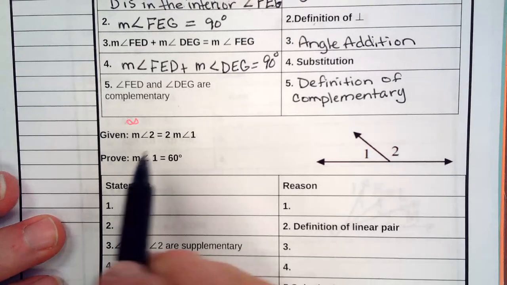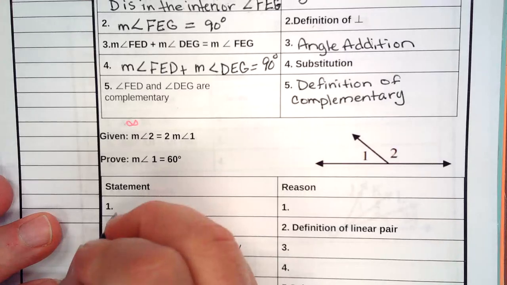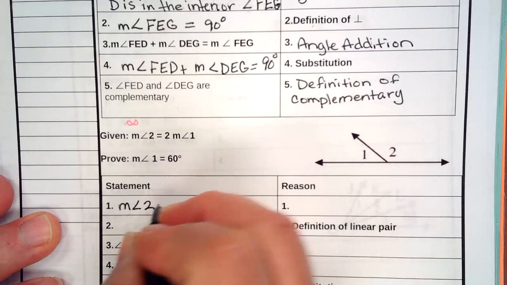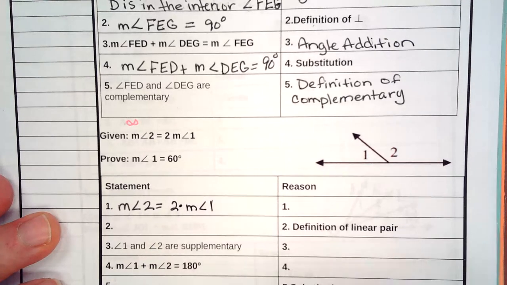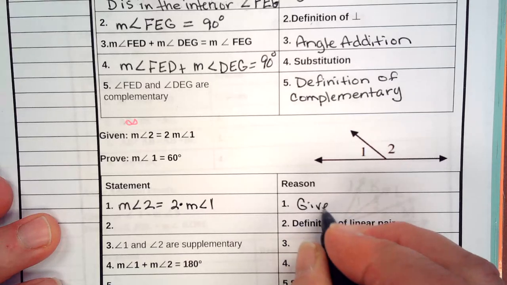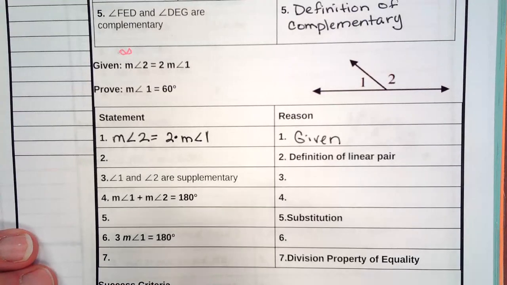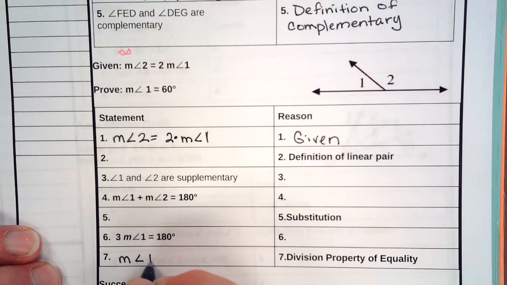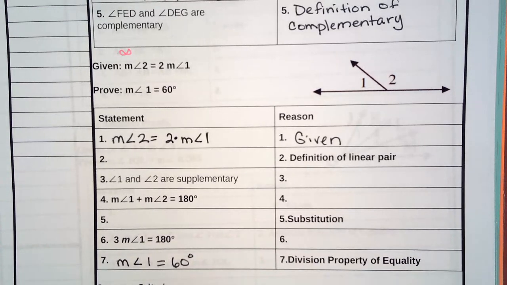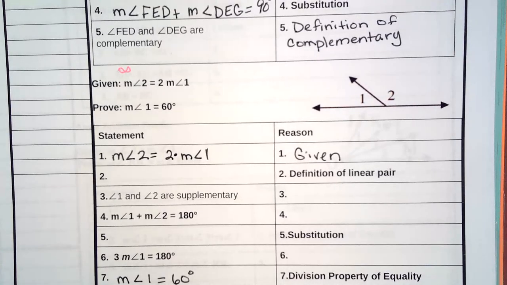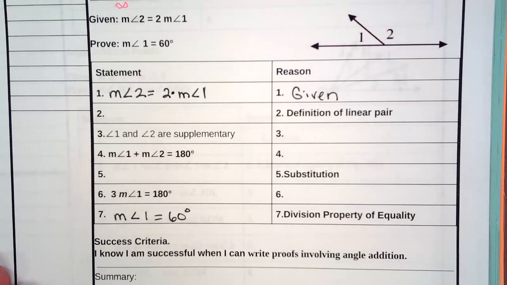Okay, so if we're looking, we're given the measure of angle 2 is equal to 2 times the measure of angle 1. And that is given. Okay, my last statement is the measure of angle 1 is equal to 60 degrees. But now I've got to figure out what comes next. So I'm looking at that second reason, linear pair.